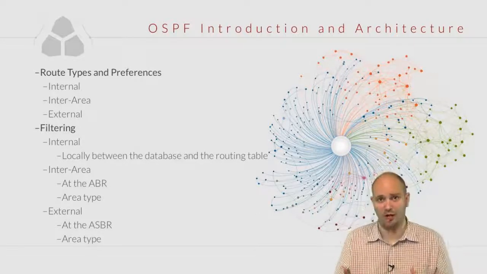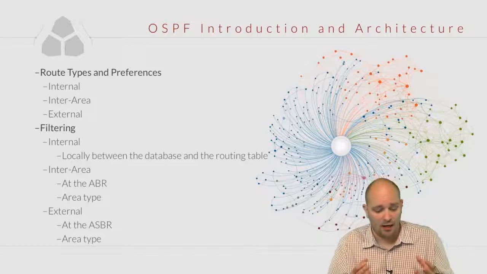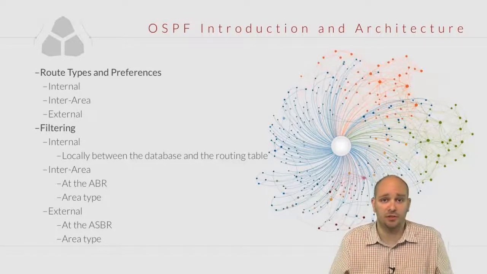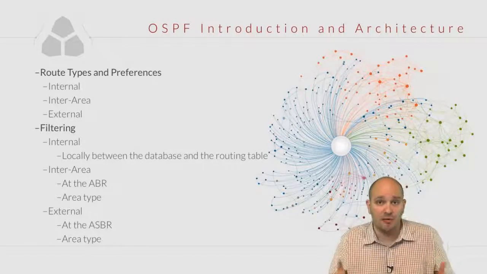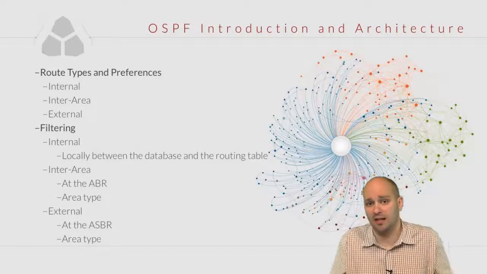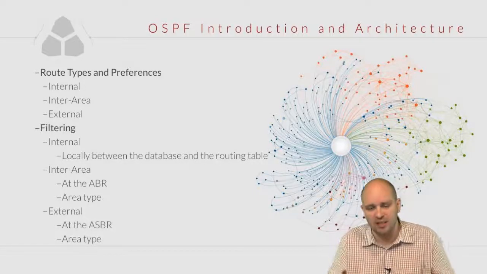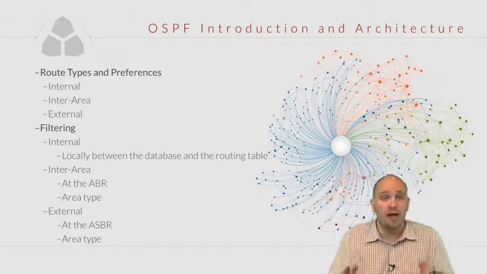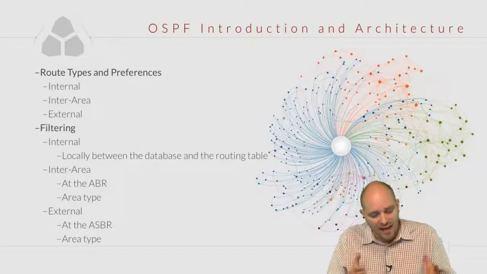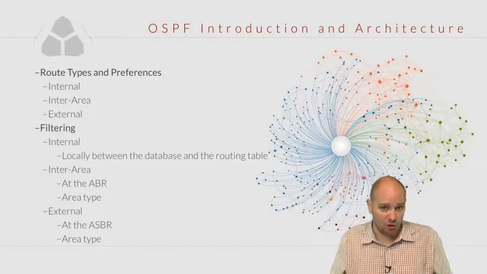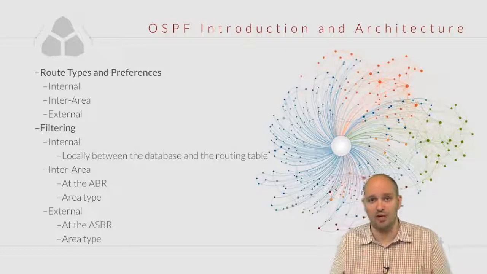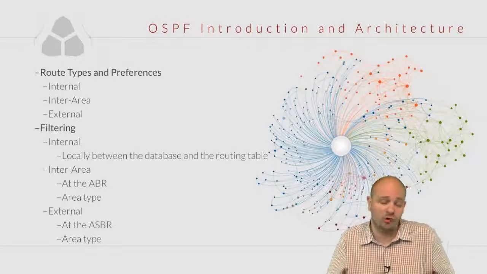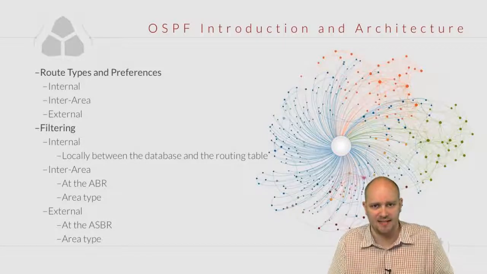When it comes to the inter-area routes, they can be filtered at the ABR, at the area border router, and they can also be filtered depending on the area type. Some area types, remember stub areas, they simply do not allow type 3 LSAs to go in there, except for the default route. The external routes can be filtered at the ASBR or at the area type boundary. And the area type that does not allow external routes to be injected from the backbone into that area is the NSSA area. So type 5 LSAs cannot go into the NSSA area.